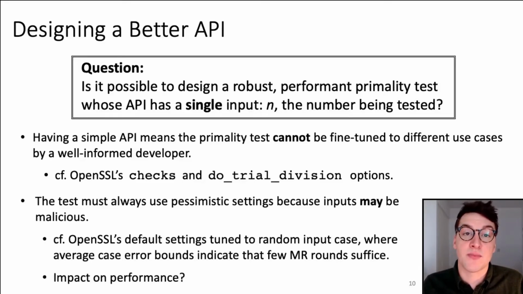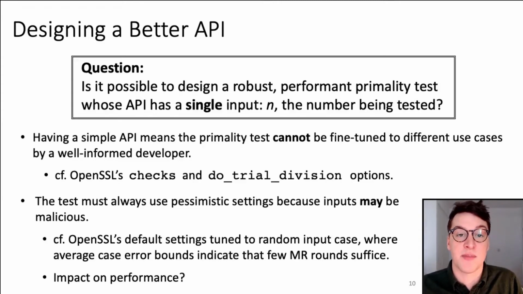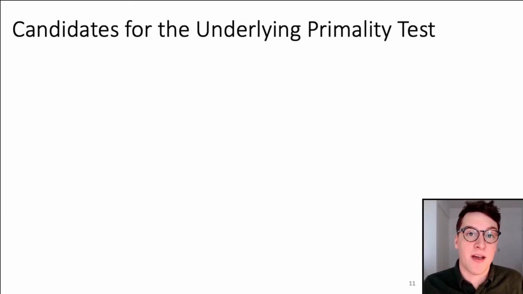In this case, we must also use the pessimistic settings. We must assume the worst case, that the inputs are malicious. We saw in the current OpenSSL that they just assume the random case, and this can potentially lead to some disastrous results. But of course, with more rounds of testing, more assurance, then surely there'll be an impact on the performance of the test. So in designing this new API, we looked at alternative methods for the underlying primality test.